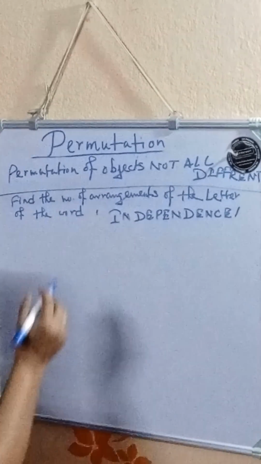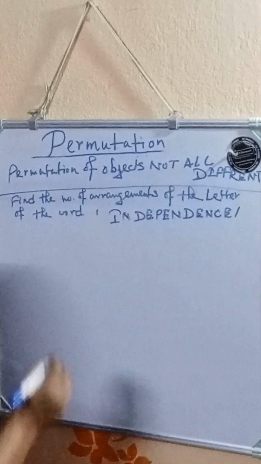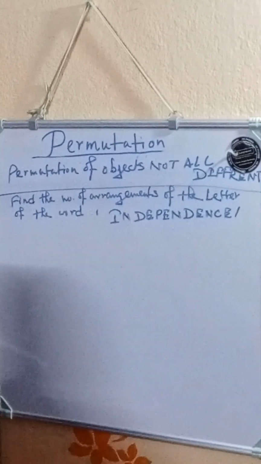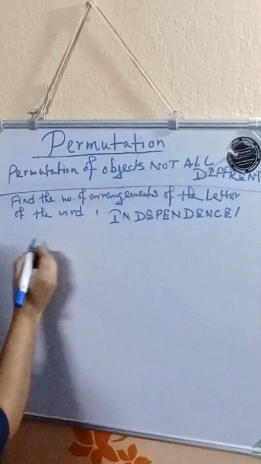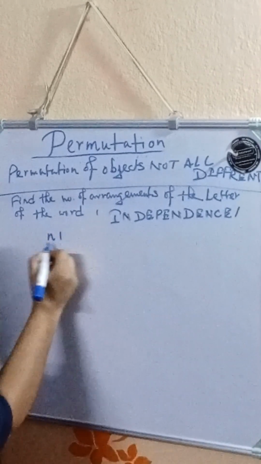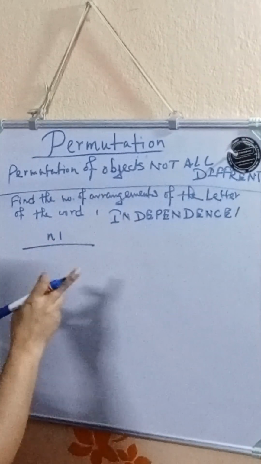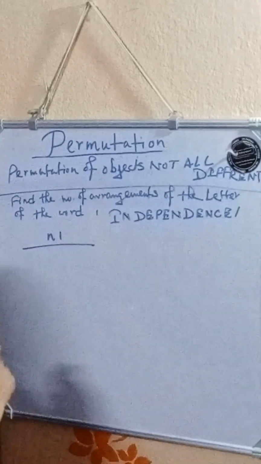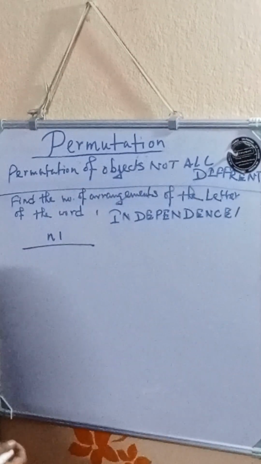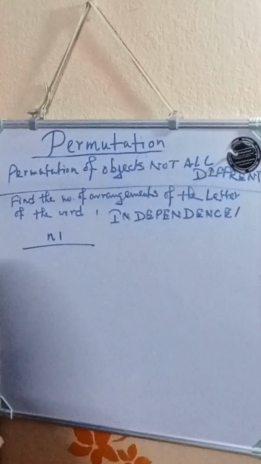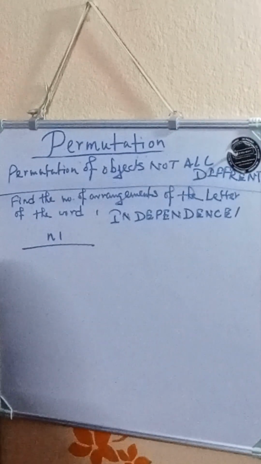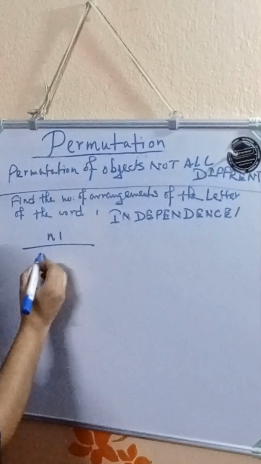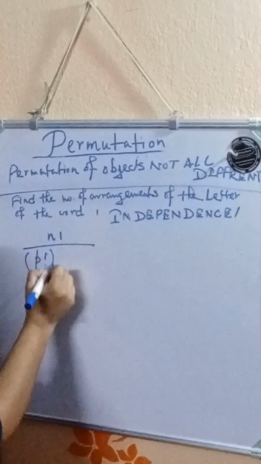If there are n objects, of which p are alike of one kind and q are alike of another kind, then the total number of permutations is factorial n divided by factorial p into factorial q.